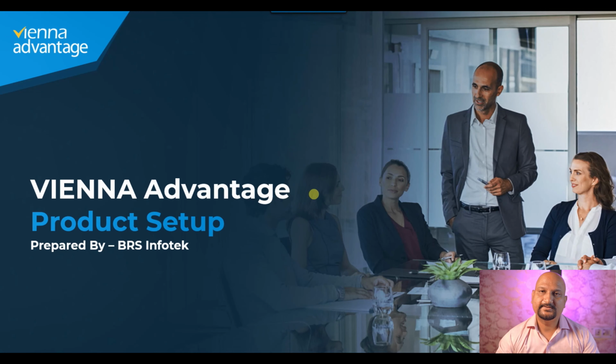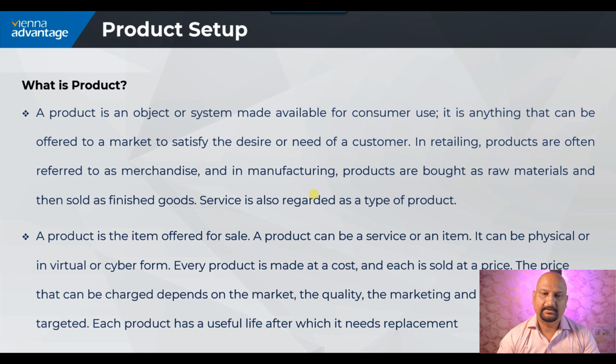Welcome back, VA users. In today's session, we are going to see how to configure the product into the VA system. So before we move on to the VA system, let's go through the product definition. A product is an object or a system made available for consumer use. It is anything that can be offered to market to satisfy the desire or the need of the customer.